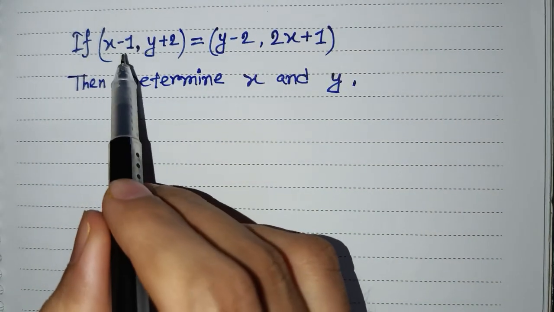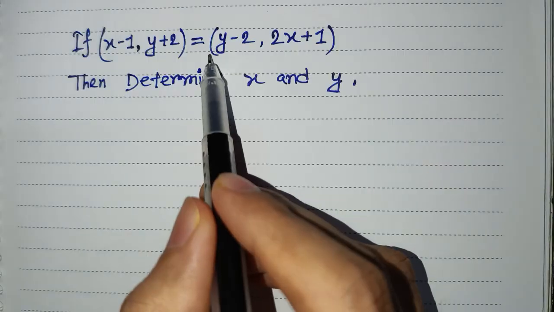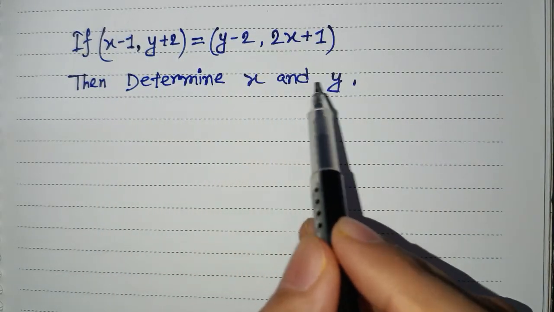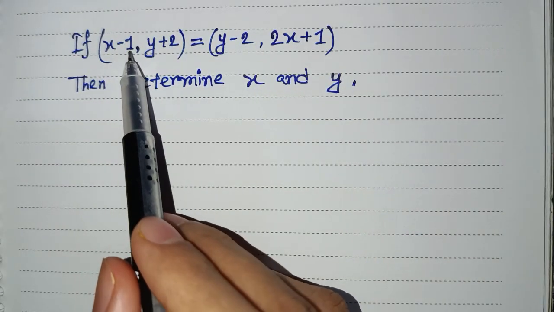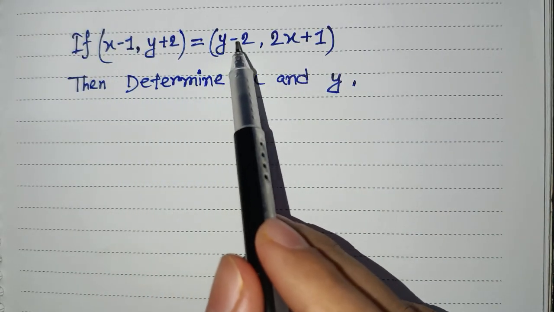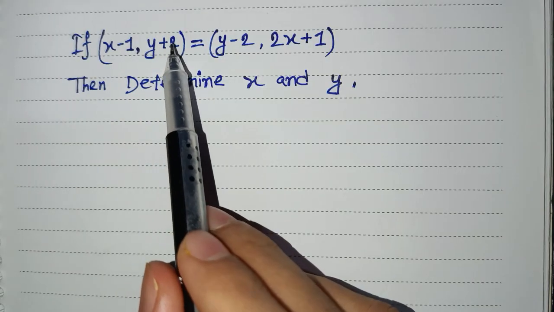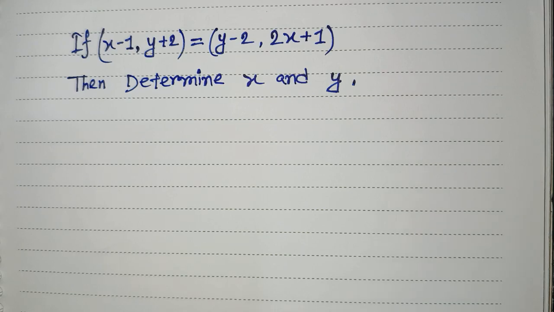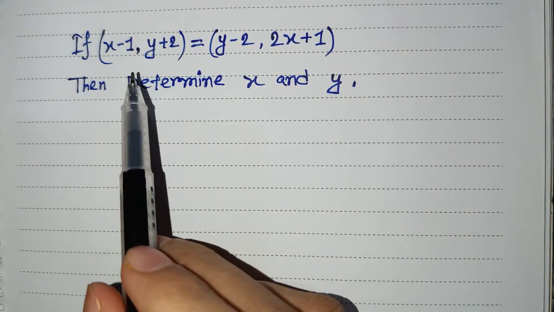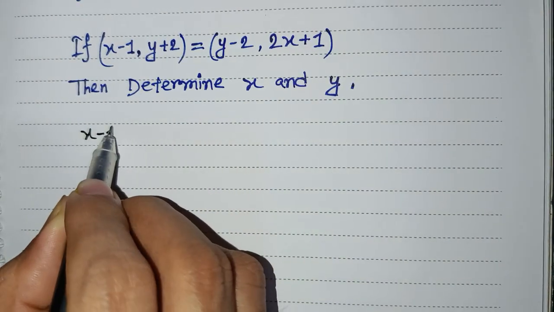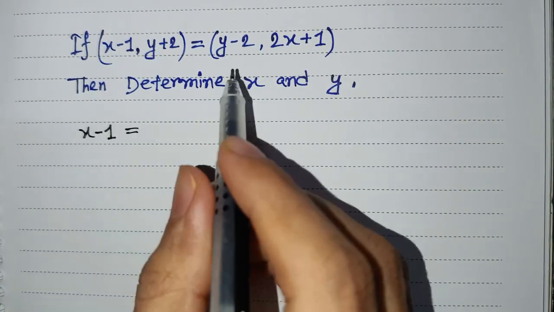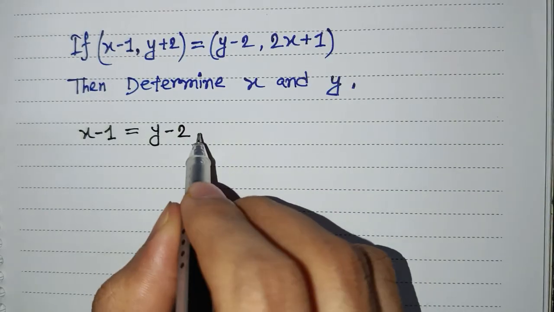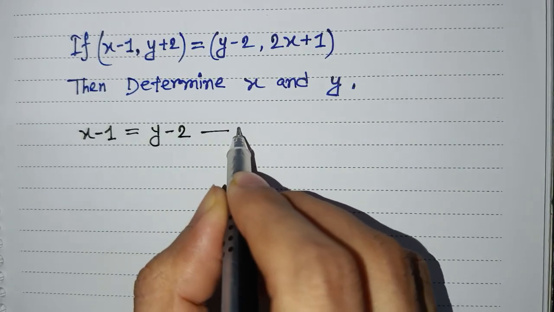Given if (x − 1, y + 2) equals (y − 2, 2x + 1), determine x and y. Here x minus 1 equals, respectively, y minus 2, and y plus 2 equals, respectively, 2x plus 1. So at first we have to rearrange the equations. X minus 1 respectively equals y minus 2, and this one is equation number 1.